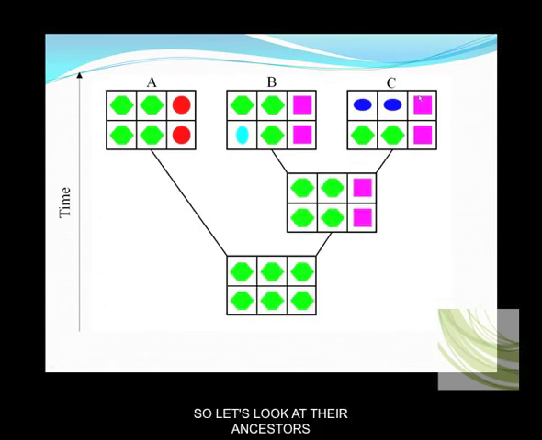So let's look at their ancestors. And what we see is the animal that was ancestral to all of them had the green hexagon. So that's going to be our ancestral trait. Here, the pink squares became a derived trait. And then they became a shared derived trait among the ancestors B and C of this individual on this generation right here. Take some time to look this over and make sure this makes sense to you.